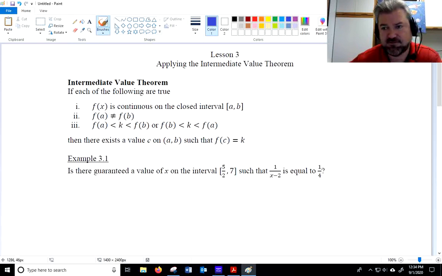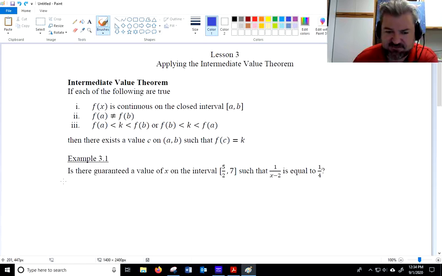In order to use a theorem, you must establish that the preconditions are met, these hypotheses, if you will, before you can get to the conclusion. So we must show that these three are met. I usually don't like to combine things, but you'll see how I combine 2 and 3, but I think it's still fine. Is there guaranteed a value? First of all, we need to establish whether f is continuous on this interval.